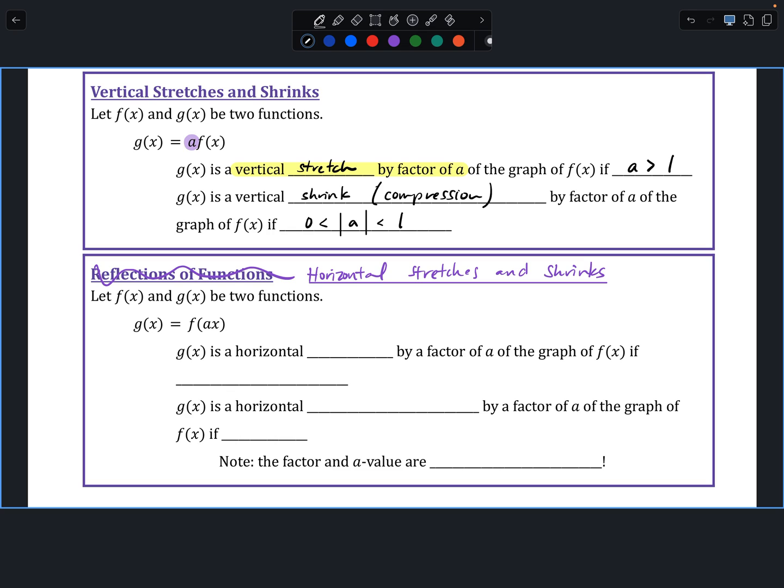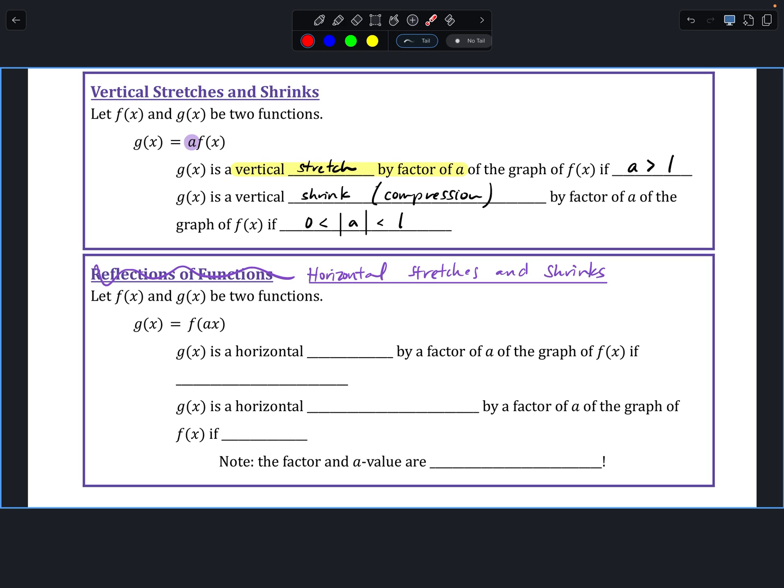Why does a need to be the absolute value? Well, what do we know if this first number is like -1? What type of transformation is that? A reflection. Okay, negative automatically means it's a reflection. So whatever the positive version of this is, if it's like 1/2 or 1/3, then that's when it's going to be a vertical shrink.